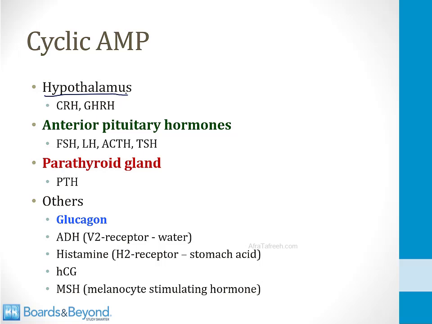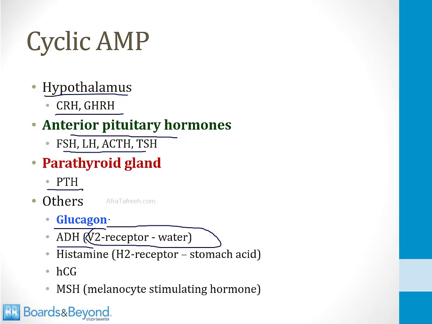In the hypothalamus, cells respond to CRH and GHRH through cyclic AMP second messenger systems. Many anterior pituitary hormones work through cyclic AMP, including the ones I've shown on the screen here. PTH in the parathyroid gland works through cyclic AMP, and then there is a collection of other systems that work through cyclic AMP. This includes cells when they react to glucagon, when they react to ADH through the V2 receptor, which is the receptor that's important for retention of free water in the kidneys. Histamine receptors, the H2 type, which are found in the stomach and are associated with stomach acid secretion. These work through cyclic AMP.